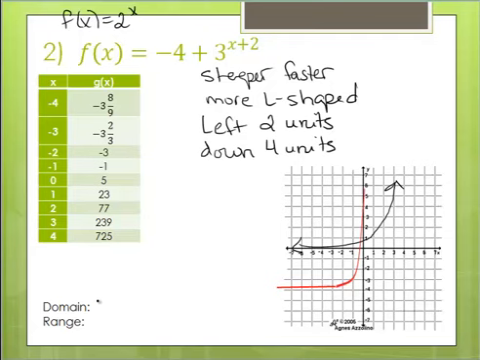Now the domain is still all real numbers. But what about the range? It was 0 to infinity, but it shifted 4 units down. So now it's -4 to infinity. And you don't include that -4 because you didn't include the 0 up here on the parent function.